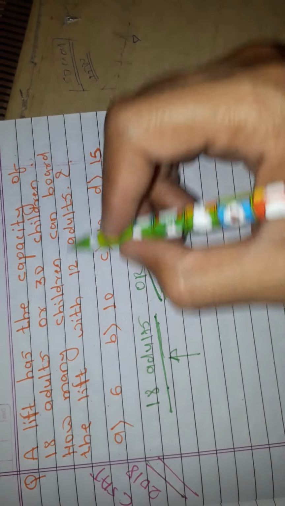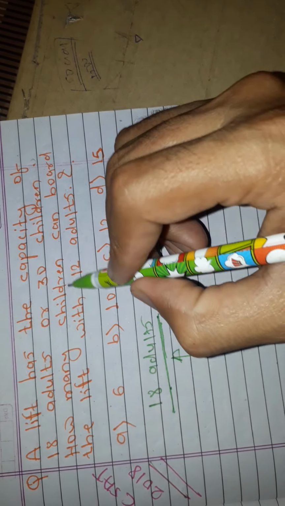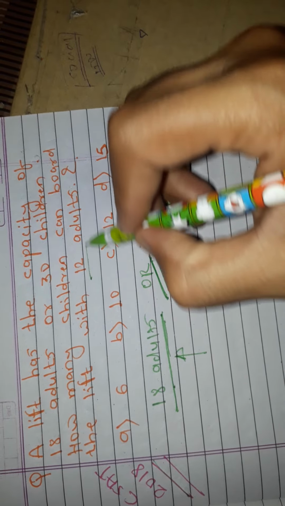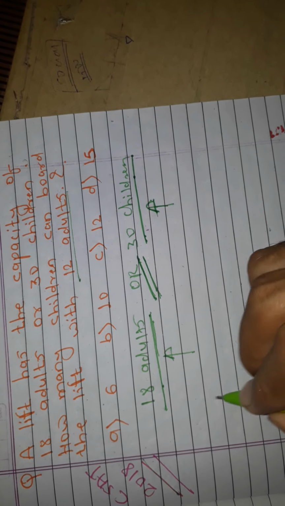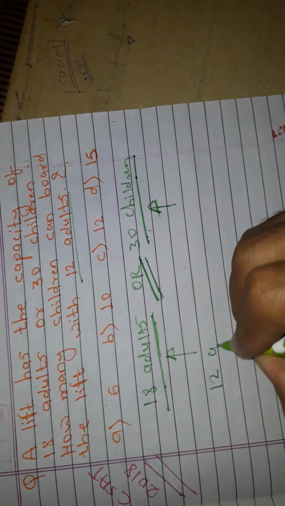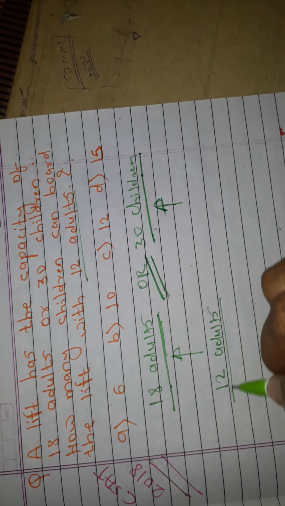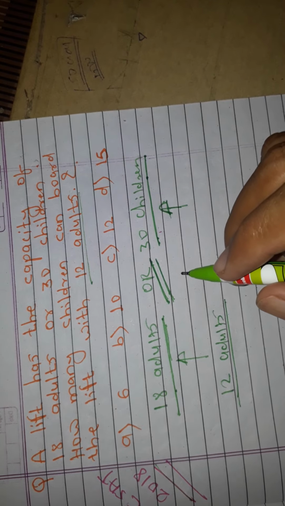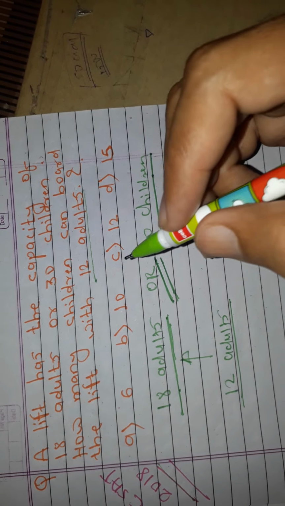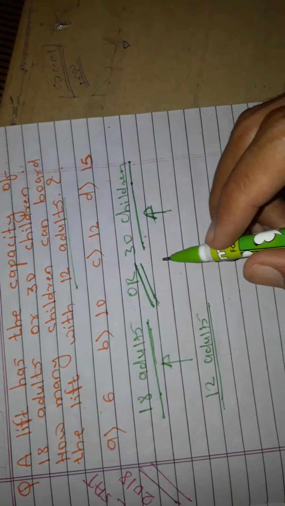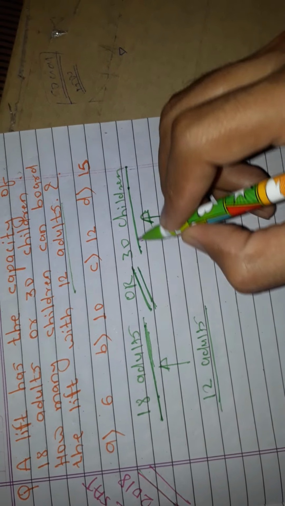And the question is, how many children can board the lift with 12 adults? If 12 adults board in the lift, then how many children can board the lift? First of all, we see here is 18 and 30.